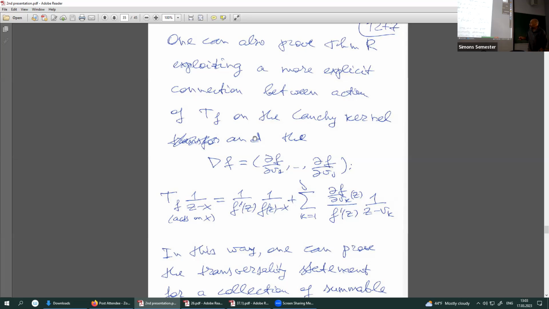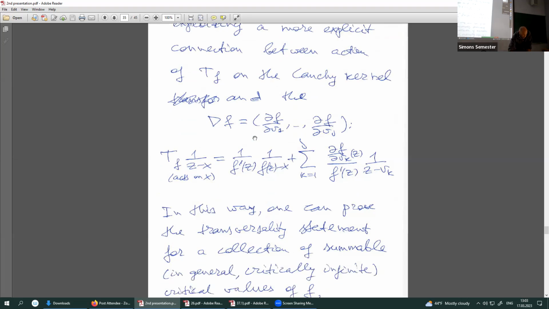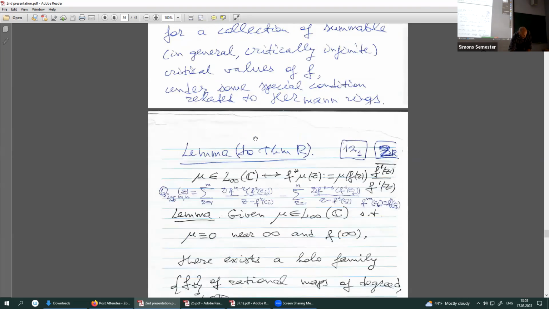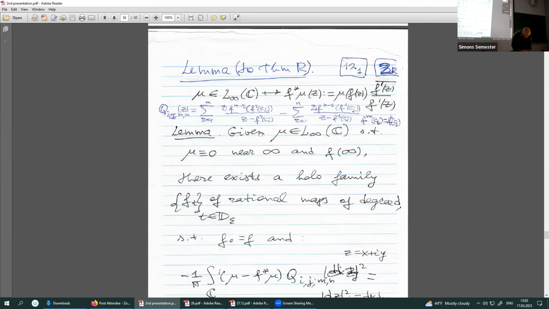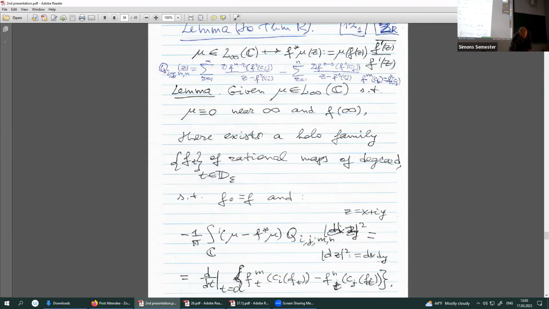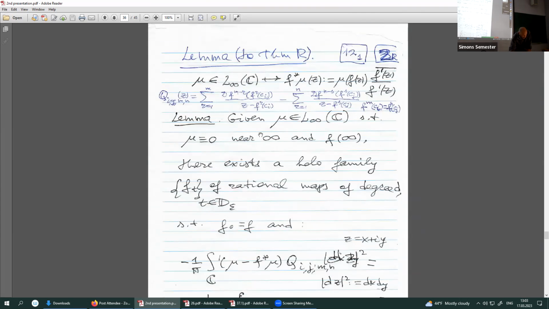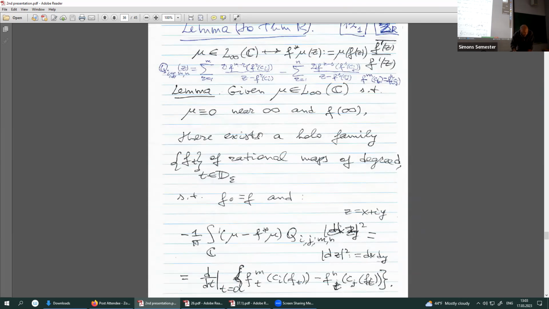Okay, but all these proofs are more complicated, definitely. And we give a simple proof. First of all, based on this lemma, which I stated already. This lemma.